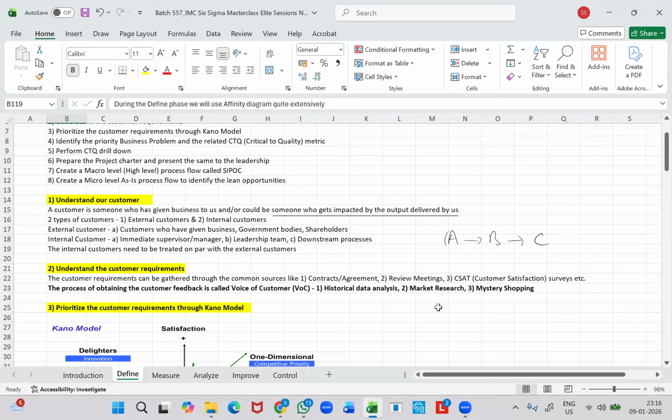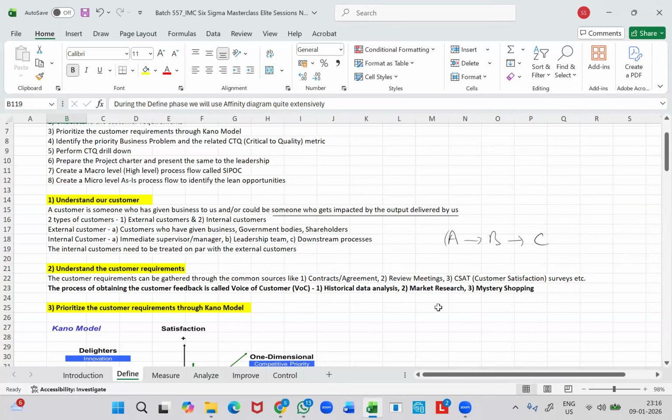The process of obtaining the customer feedback is what we would call the voice of the customer. In short, it is referred to as VOC. The voice of the customer would include historical data analysis, market research, and mystery shopping.